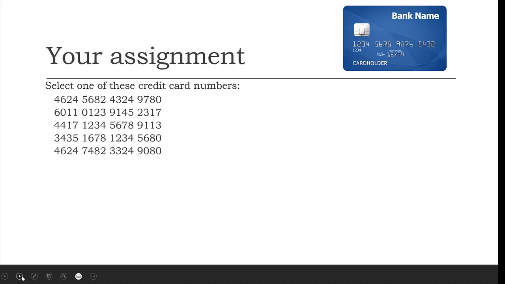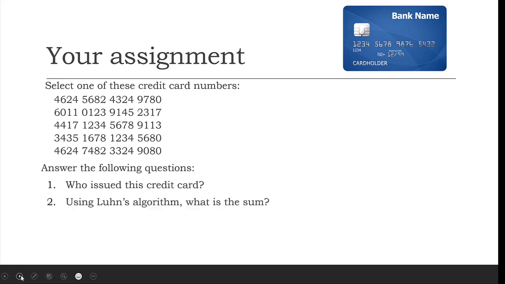Your assignment, you're going to pick one of the 5 numbers shown here, also included in the instructions, and you're going to answer the following questions. Who issued the credit card? Using Luhn's algorithm, what is the sum? And I wanted you to show the calculations in your posting. And then finally, is the credit card number valid? And explain your answer.